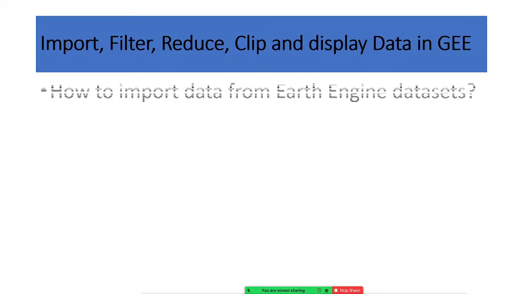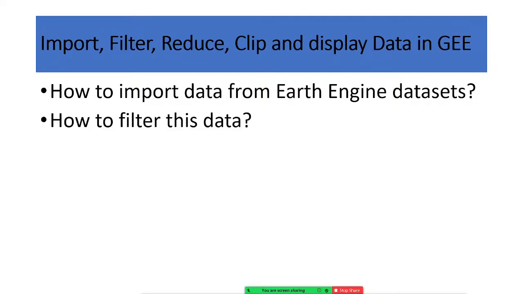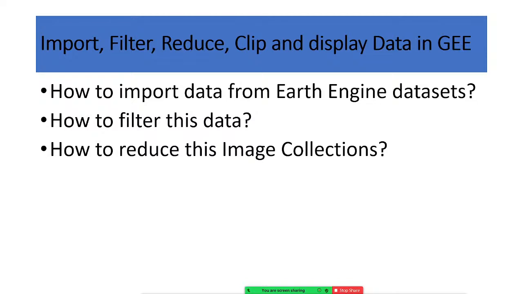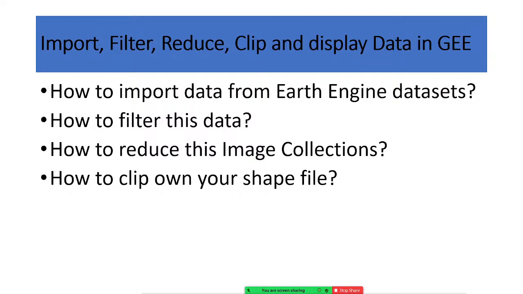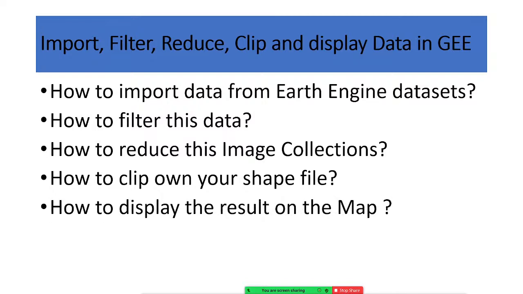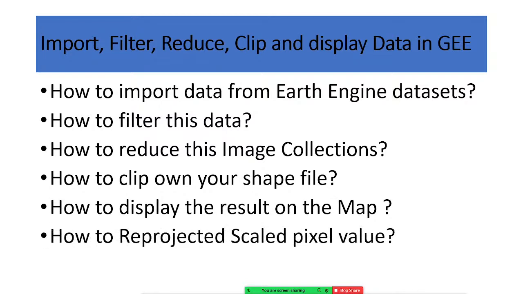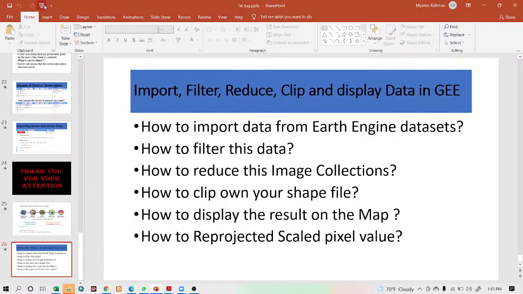So this time I will try to show you how you can easily import your own dataset in the Google Earth Engine code editor, then filter this data, then reduce this image collection for your specific date or specific properties, then clip to your own shapefile, then display this result on the map, and reproject the scale value. Okay, so I hope you understand this, and next time I will also show you all of this code and practice code so that you can easily practice.